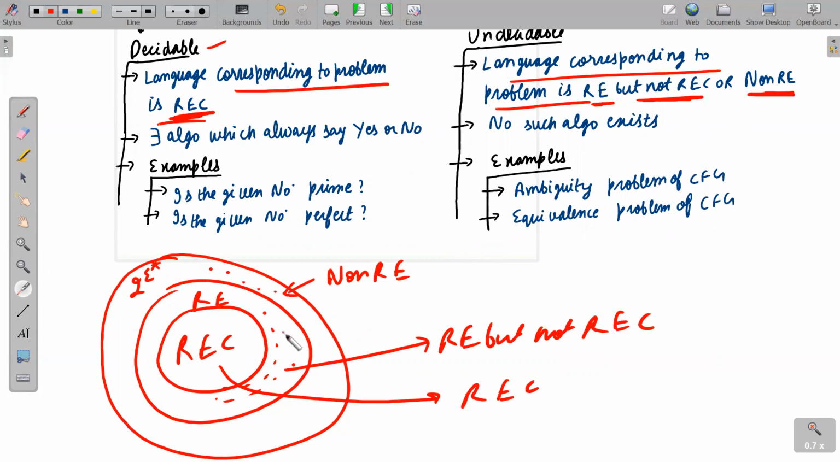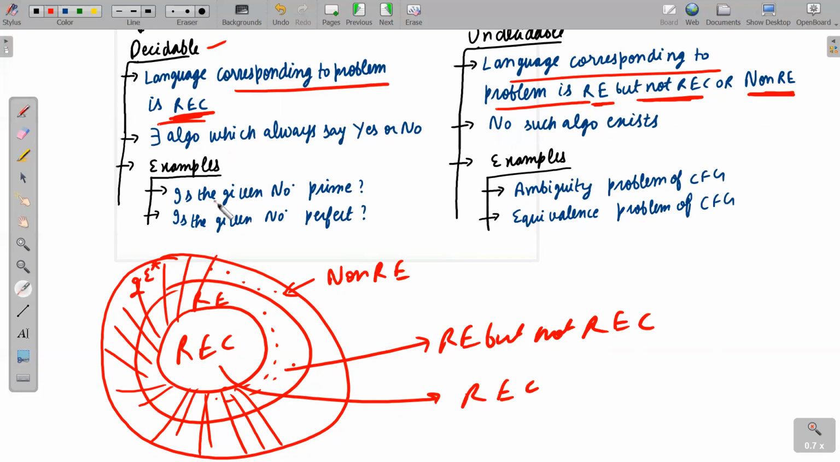So what I'm saying is that if you are either here or here, all this area corresponds to undecidable problems. That means the language corresponding to the problem is RE but not REC, or non-RE. Or indirectly, the language corresponding to the problem is not REC. If the language corresponding to the problem is not REC, then it is undecidable. Decidable means the language corresponding to the problem is REC. Indirectly, it also means there is an algorithm which always says yes or no. REC means there is an algorithm which always says yes or no, and for undecidable, no such algorithm exists.